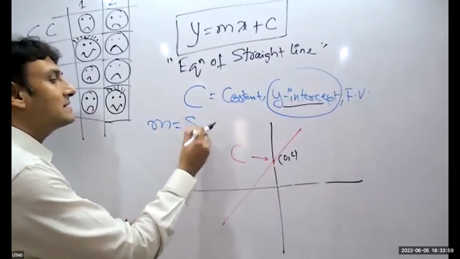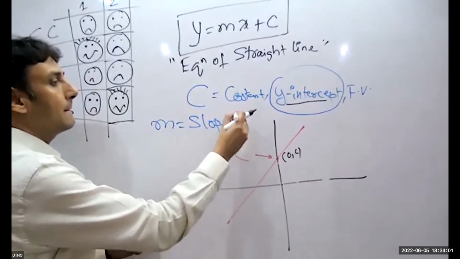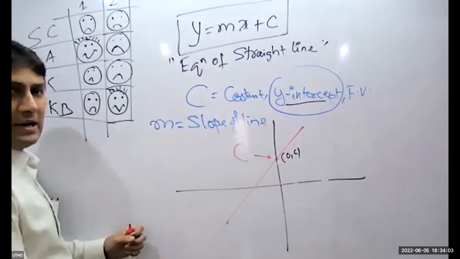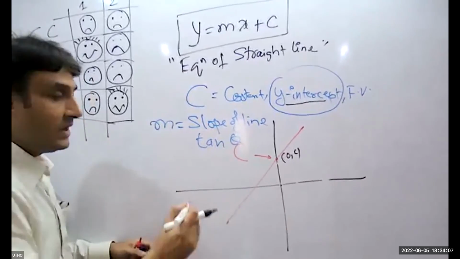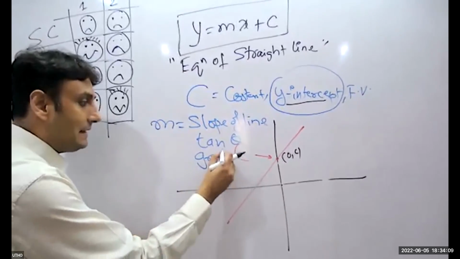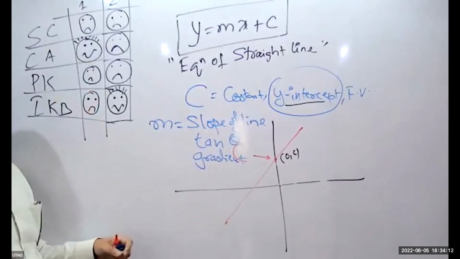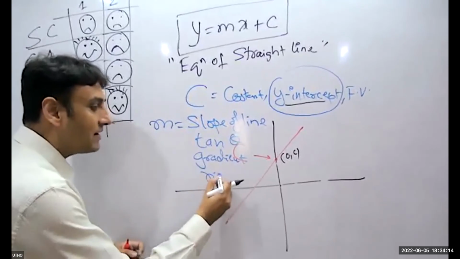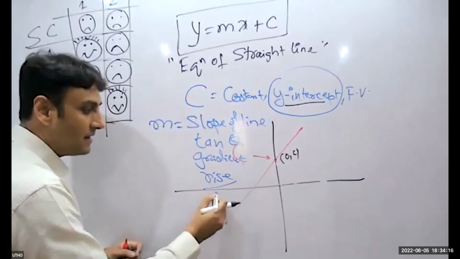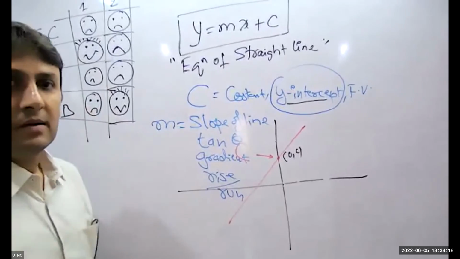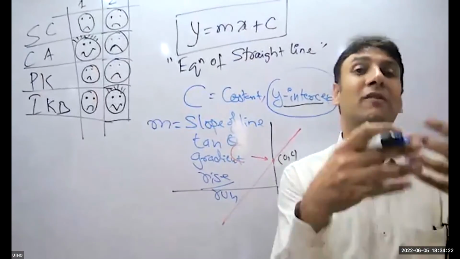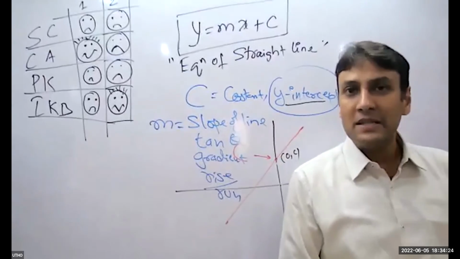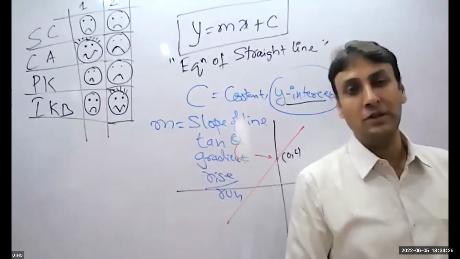M is called as slope of line. M is called as अलग-अलग नाम है, कभी आपने सुना होगा, tan theta. M is called as gradient. M is called as rise over run. ये अलग-अलग नाम है, अलग-अलग literature में. Basically, it means when you change x, how much will y change? So people say delta y upon delta x भी बोलते हैं.